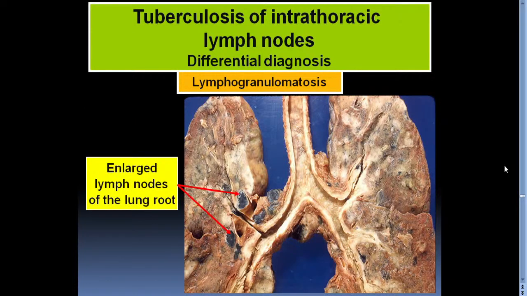Differential diagnosis of tuberculosis of intrathoracic lymph nodes is done with different diseases. First, lymphogranulomatosis. On this preparation, you can see enlarged lymph nodes of the lung root also. But caseous necrosis is characteristic for tuberculosis. Here, caseous necrosis is absent.